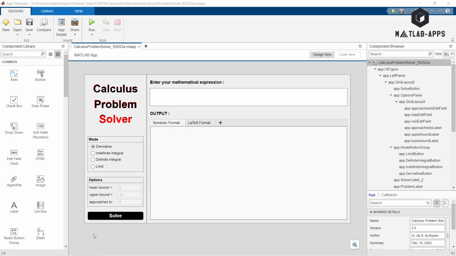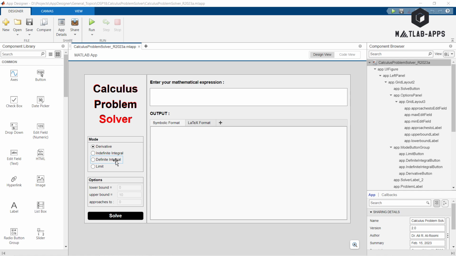This video presents a very beautiful and highly useful application. We call it Calculus Problem Solver. It is very efficient to find limits, derivatives, and integrals for both indefinite and definite integrals. For limits, the user can define any value for x to approach. From here, we can select limit and we can select approaches to value. Also, the user can define the lower and upper bounds, or limits, for a definite integral.